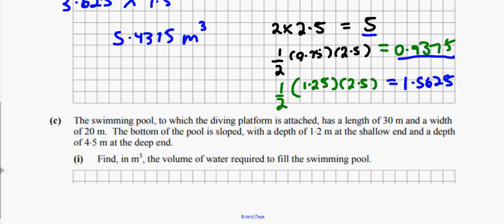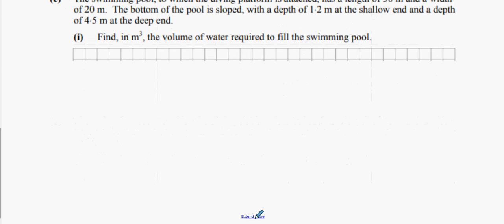Right, I think we'll make this our last one. We might start tomorrow on the end of this. The swimming pool to which the diving platform is attached has a length of 30 meters and a width of 20 meters. The bottom of the pool is sloped with a depth of 1.2 meters at the shallow end and a depth of 4.5 meters in the deep end. Find the volume of water required to fill the swimming pool.